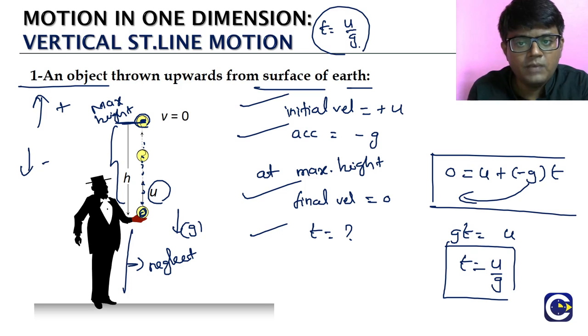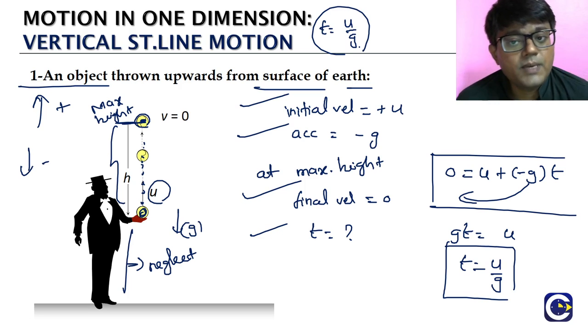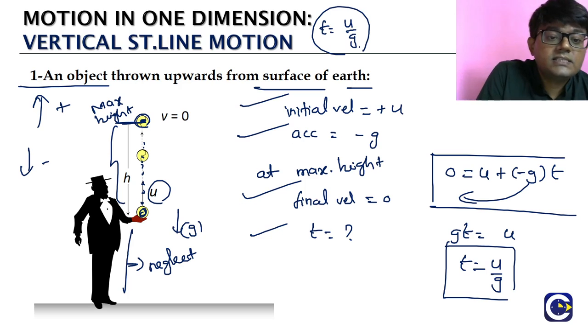If you remember the formula, straight away, what is it? u by g, 20 by g. If you take g as 10 meter per second square, what is it? 20 by 10 means 2 seconds. Straight away we will be able to tell the answer. Okay, so this is the time it takes to reach that maximum height point.